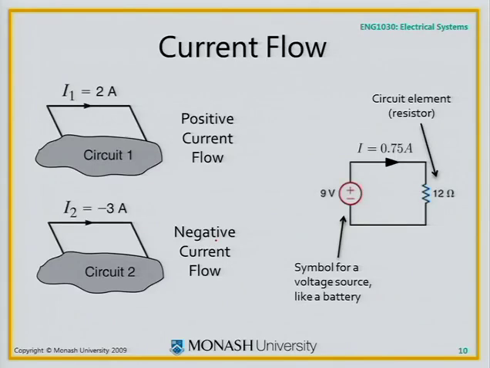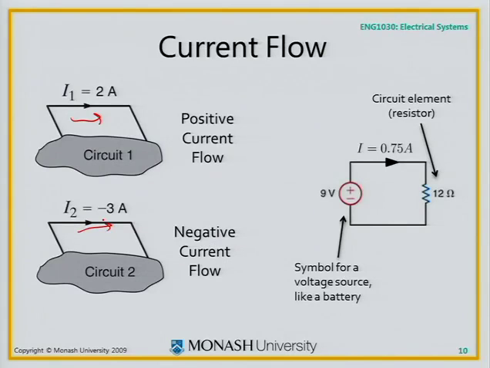So you can do things like this though. You could have 2 amps in this direction there, and you can have I2 says it's minus 3 amps in that direction. So you can have a plus or minus sign outside the magnitude as well as the arrow, and together it tells you what is going on.